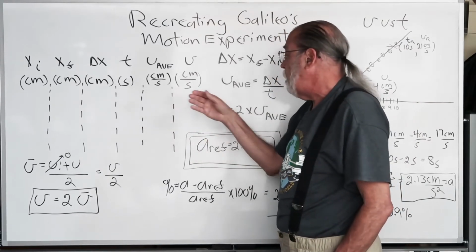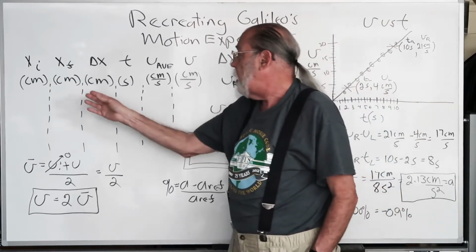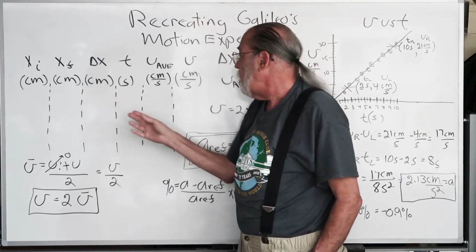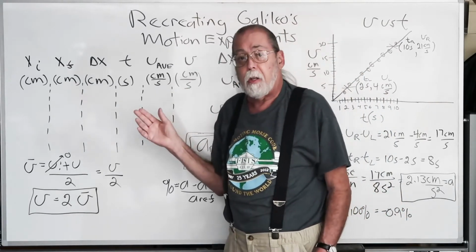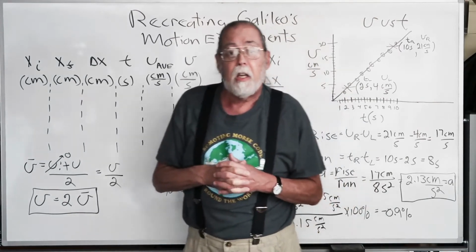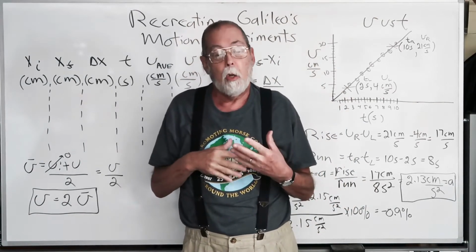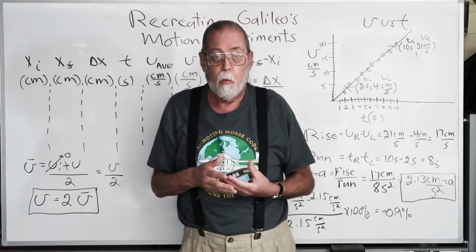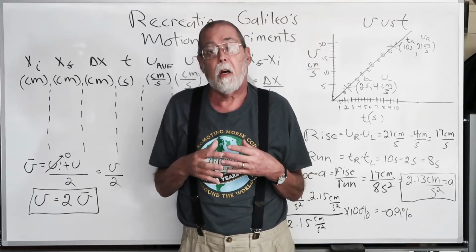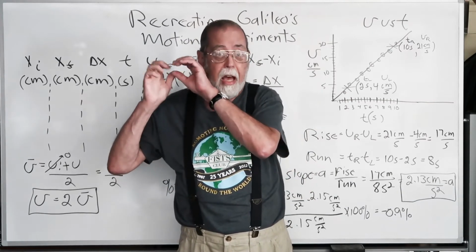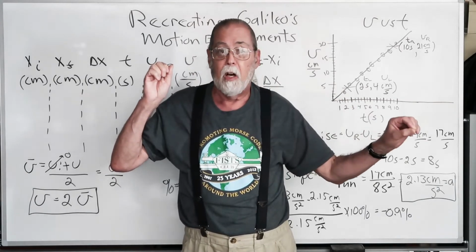So for each row here, for each run of the glider, you calculate the change in position, you calculate the average velocity. Now, the average velocity is not what we need. What we need is the velocity of the glider when it is at the end of its run.